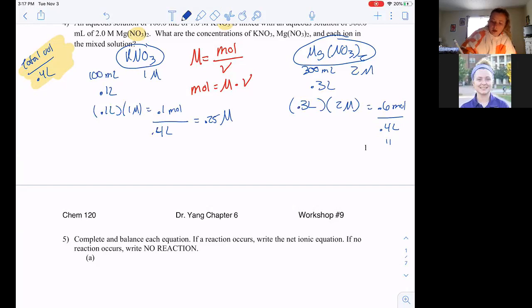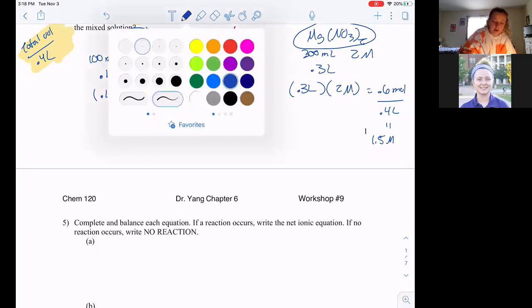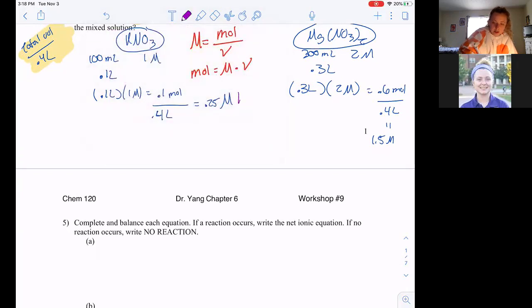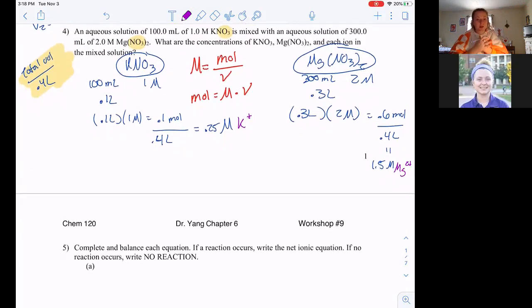I'm sorry, I got confused. And then this is 1.5 molarity. So when we add everything in, you can think about it like this. This molarity is just of K+, and this is of just Mg2+, because we haven't taken into account stoichiometry yet. So we're using the things that we don't have in common, but now that we're putting them together, we have to add these two things together.